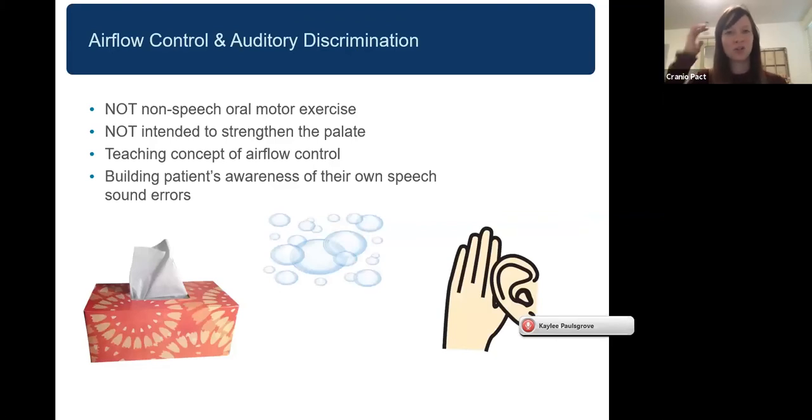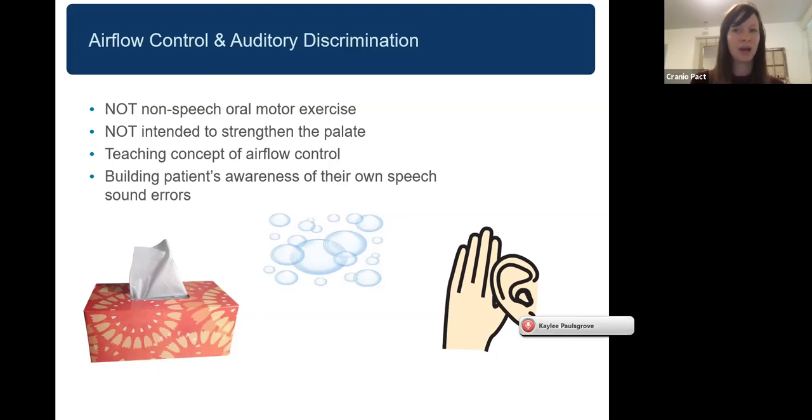The airflow control and auditory discrimination area is really important, and it shouldn't be underestimated. Sometimes people think that we are practicing blowing or practicing putting our tongue out and that it's strengthening, but that's not the case. These kinds of activities are educational. They're not intended to make the palate stronger. And we know that VPI and mislearning has nothing to do with the strength of the palate.